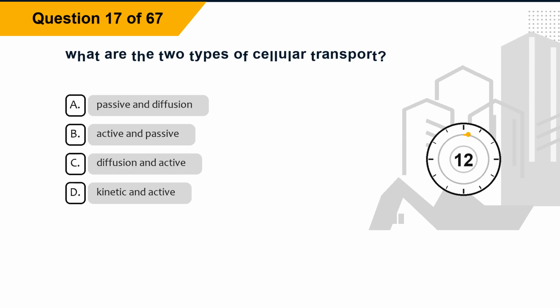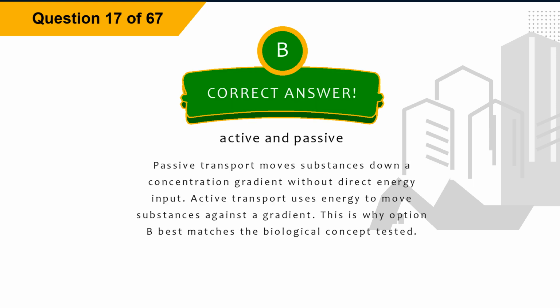Question 17. What are the 2 types of cellular transport? Option A, passive and diffusion. Option B, active and passive. Option C, diffusion and active. Option D, kinetic and active. The correct answer is option B, active and passive. Explanation. Passive transport moves substances down a concentration gradient without direct energy input. Active transport uses energy to move substances against a gradient. This is why option B best matches the biological concept tested.